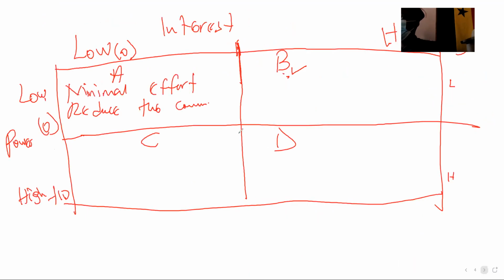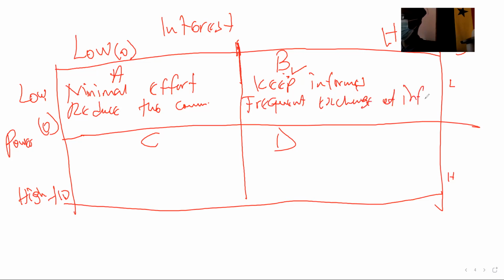So here, keep informed. Do you get it? You keep them informed. Simply, it means frequent exchange of information. Don't let them stay for two years with no information coming. They will never sit well. That is why, at least, an annual financial statement is published if it is a shareholder.